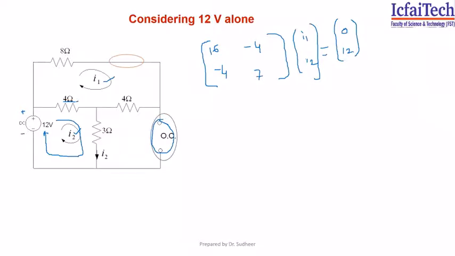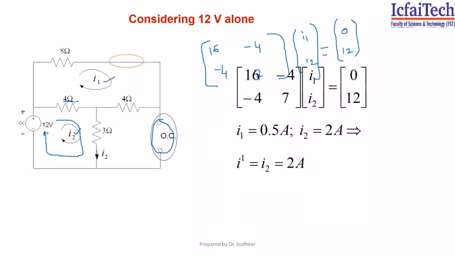Once you got this, I have explained how to use your calculator to determine I1 and I2. So we have replaced the voltage source with short circuit, current source with open circuit. Directly we have written from the inspection method the mesh analysis equations. Once you simplify, I got I1 as 0.5 amperes, I2 as 2 amperes. As I said, I dash is equal to I2. So I dash is equal to 2 amperes, the current through 3 ohms with only one voltage source.